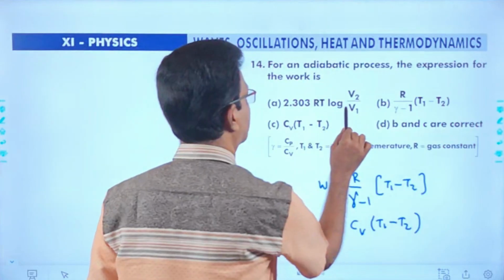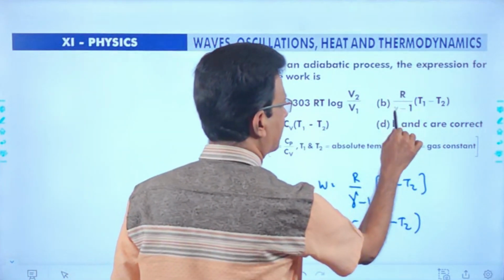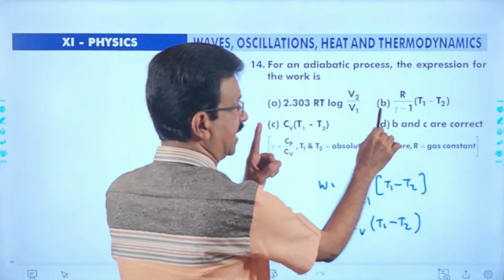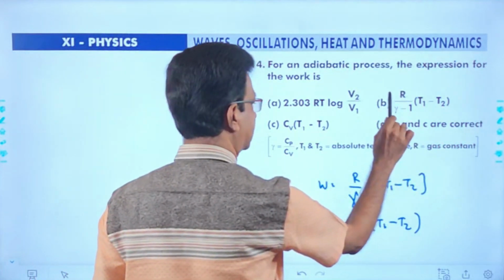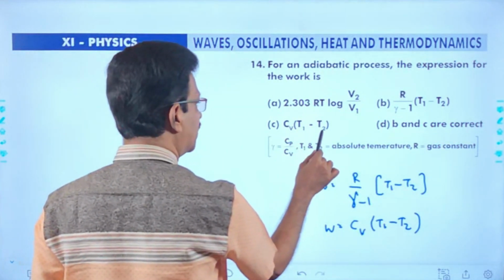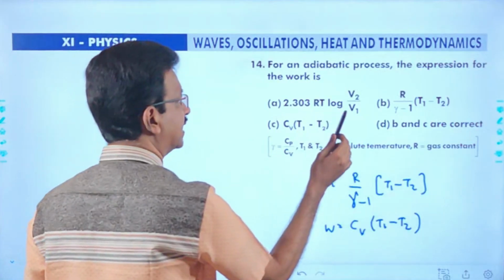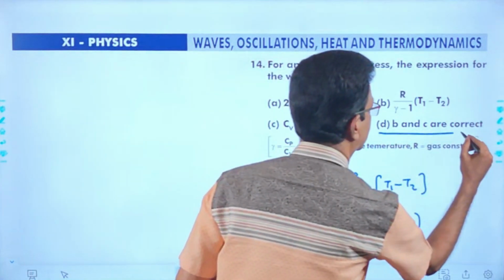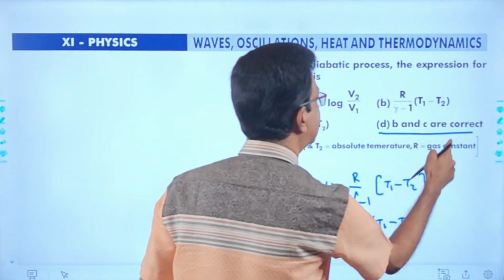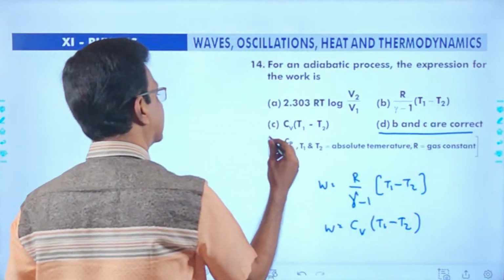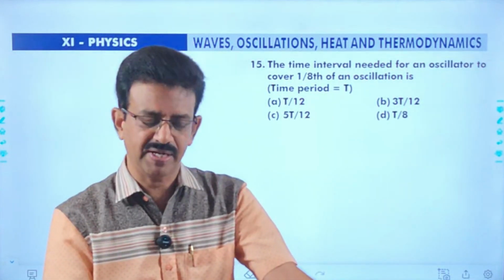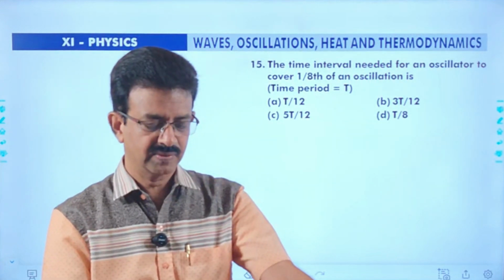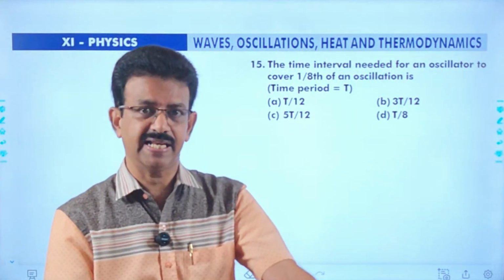This is the expression for an isothermal process. R by gamma minus 1, where gamma equal to Cp by Cv, ratio of specific heats, T1 minus T2, that's a correct choice. Cv into T1 minus T2, that's also correct. Therefore, the correct answer to this question is B and C are correct. That is, D choice is the correct answer. Now, question number 15. It's a question from the section oscillator.